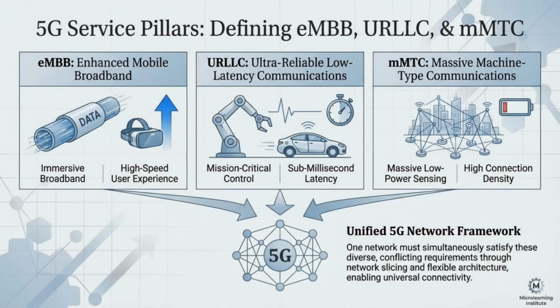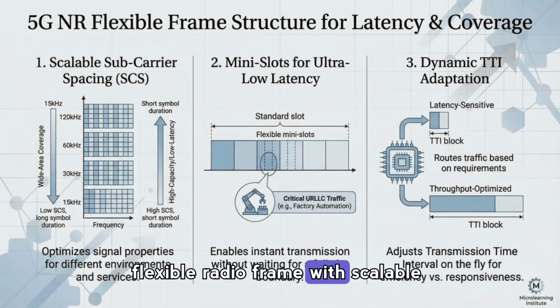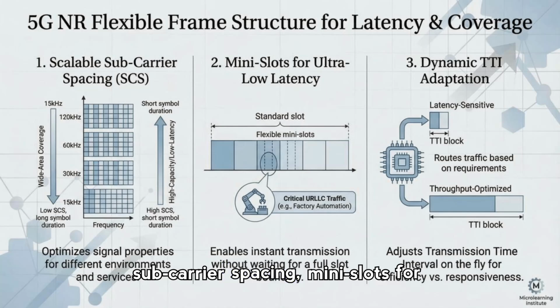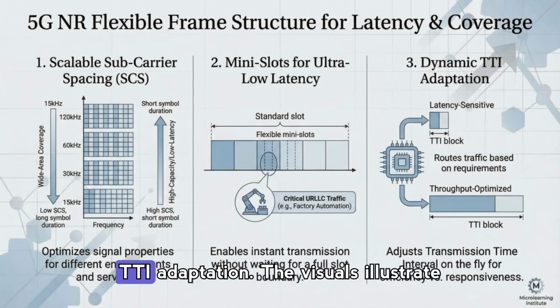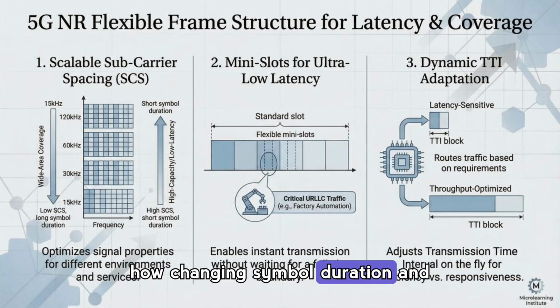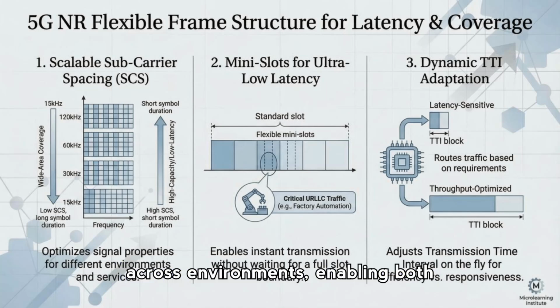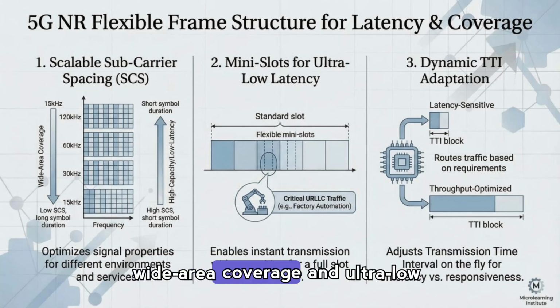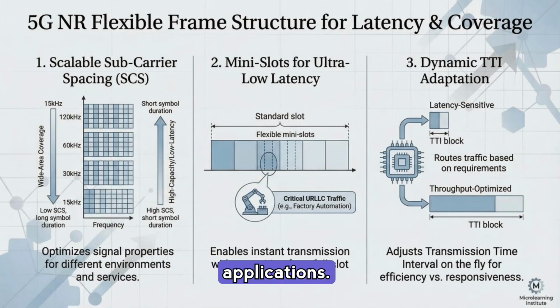for each use case. To meet diverse latency and coverage needs, 5G introduces a flexible radio frame with scalable sub-carrier spacing, mini slots for instant transmission, and dynamic TTI adaptation. The visuals illustrate how changing symbol duration and slot structure optimizes performance across environments, enabling both wide area coverage and ultra-low latency for time-sensitive applications.